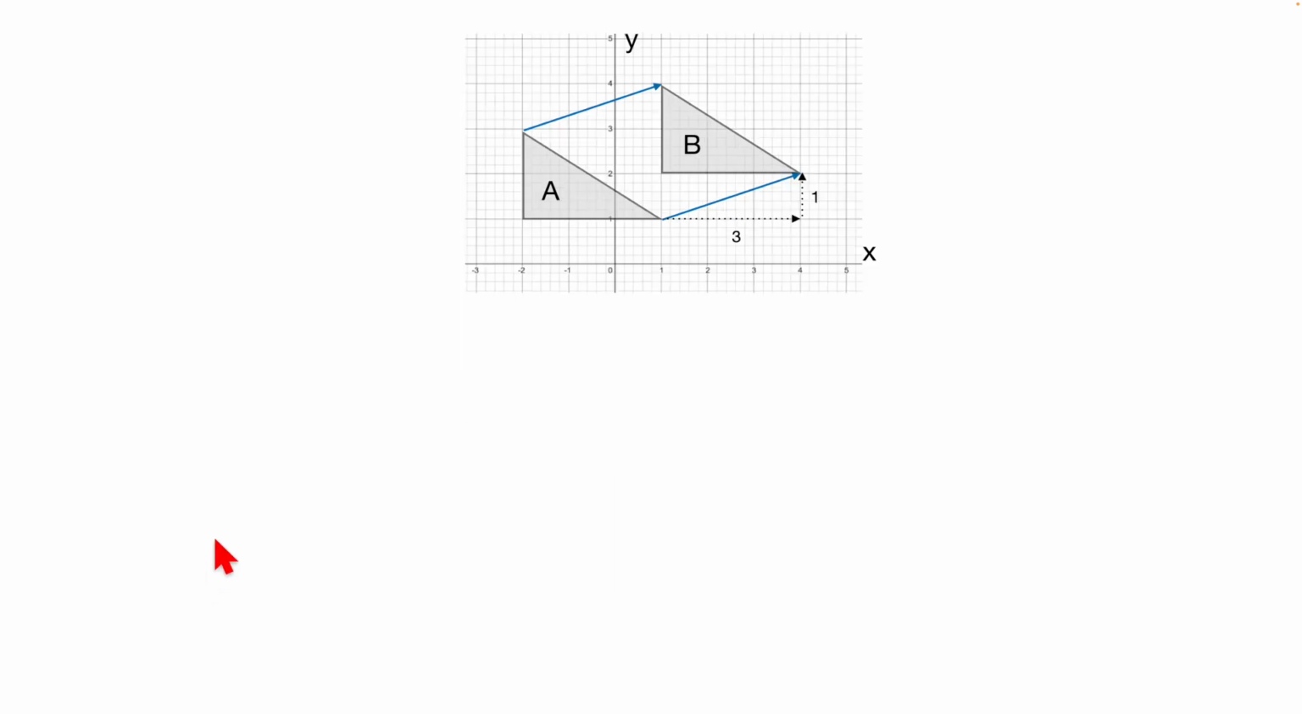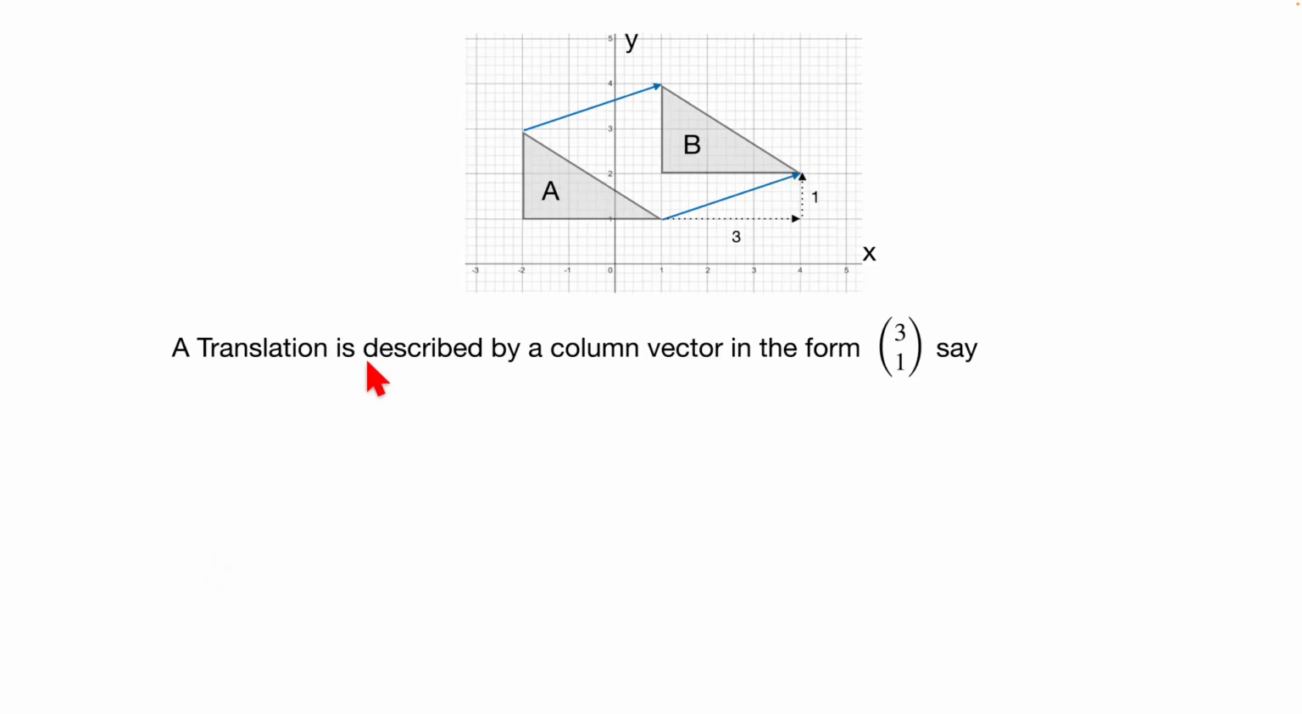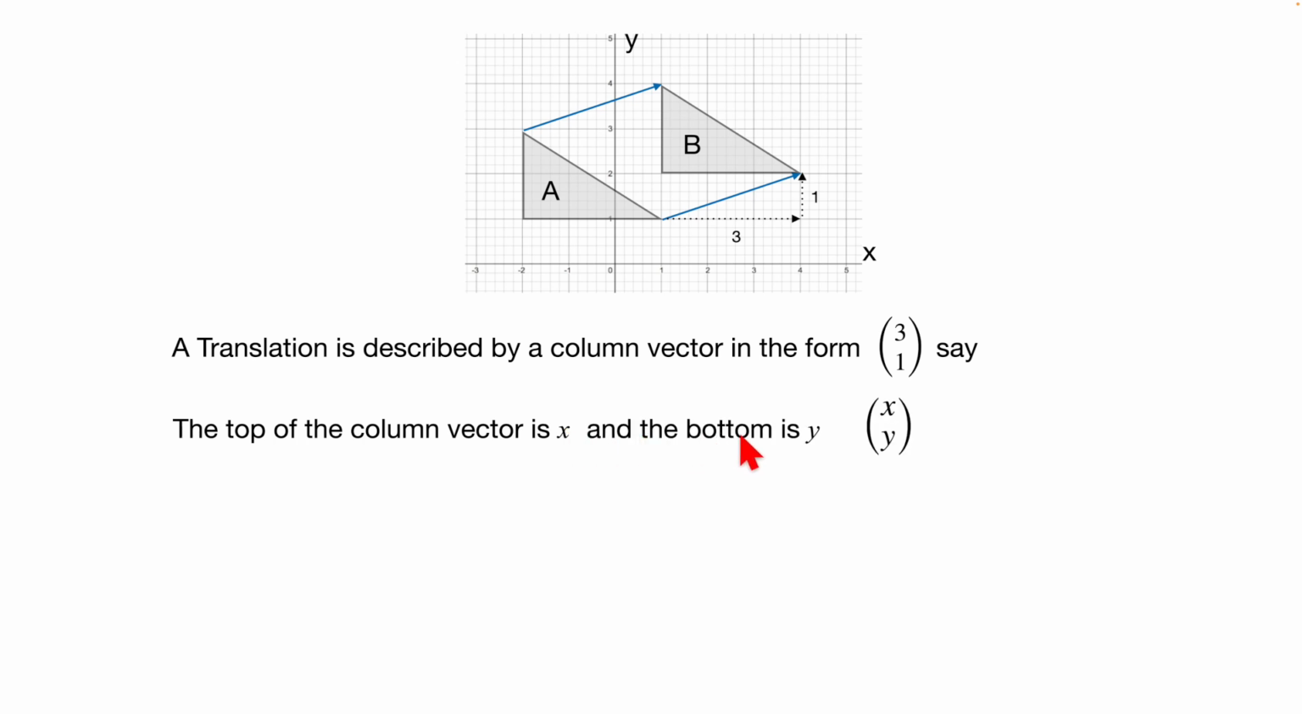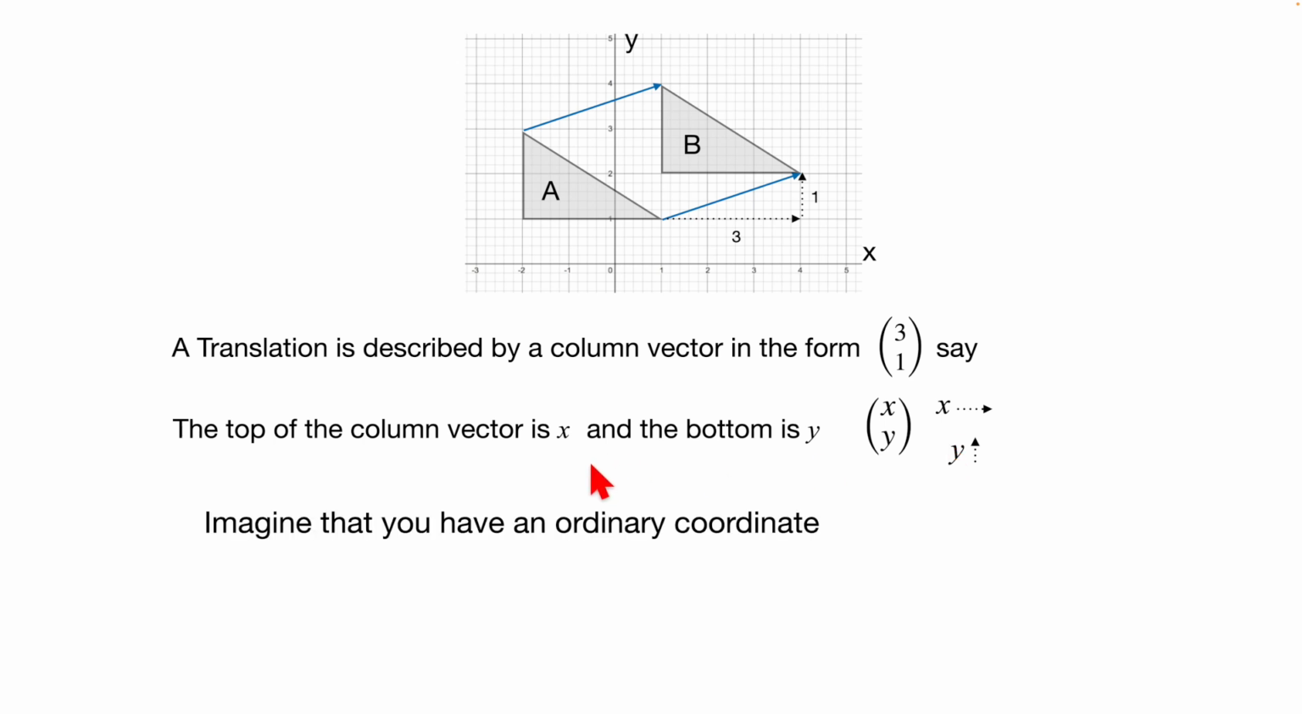Here's the same translation. Let's look at it in more detail. A translation can be described by a column vector in the form (3, 1), say. Well, that's 3 along here and 1 up. The top of the column is the X move and the bottom is Y. So maybe think of it like that, where this is the X movement, a movement along the X axis, and this is Y, the movement up the Y axis.